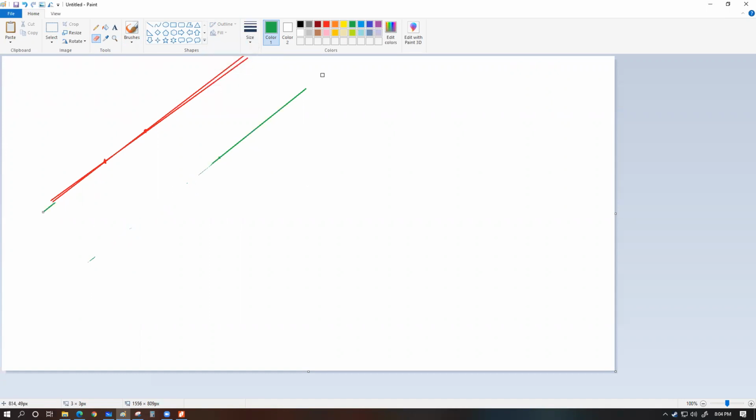So disregard this line. I'm going to redraw the green line one more time. Okay. So here, maybe somewhat like that. Okay.